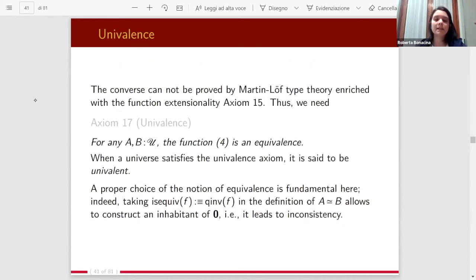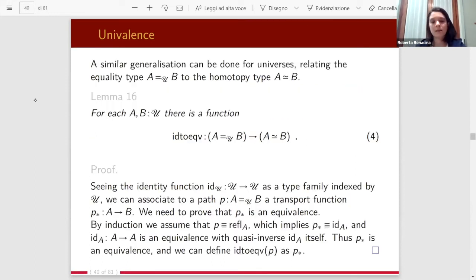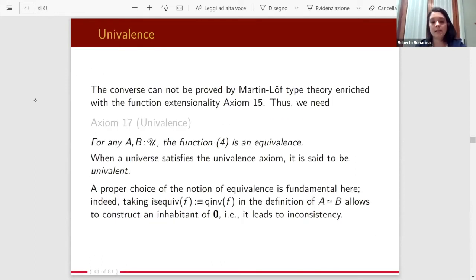But the opposite cannot be done in Martin-Löf type theory enriched with function extensionality. And so we need to introduce the second axiom of our system, which is univalence, stating that our previous function idtoequiv is indeed an equivalence. We say that a universe is univalent when it satisfies this axiom.